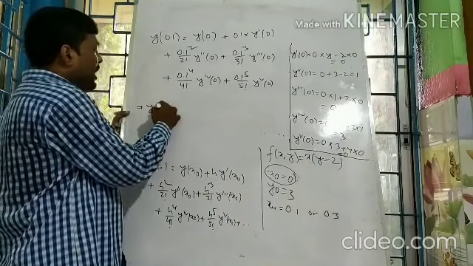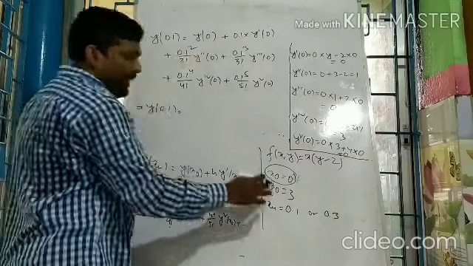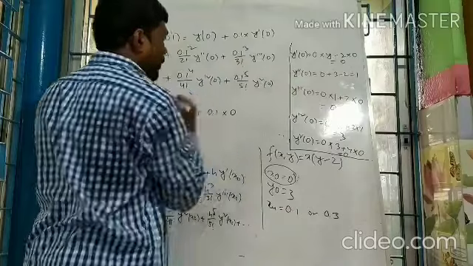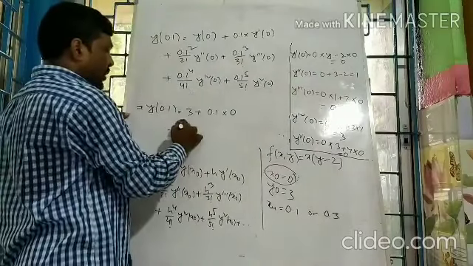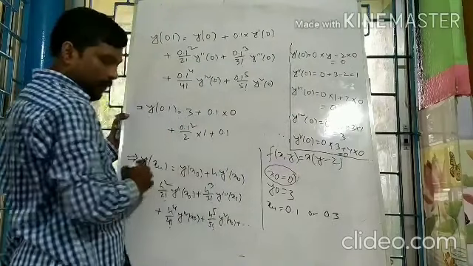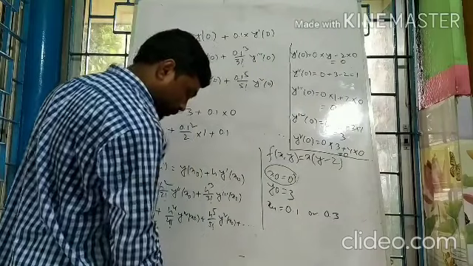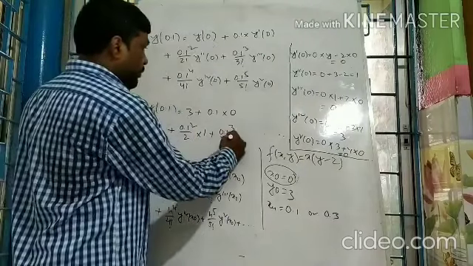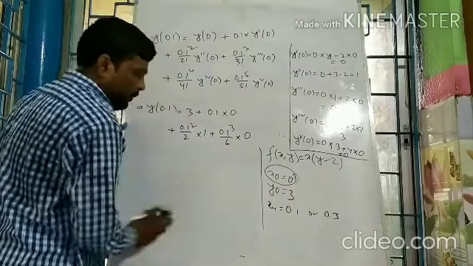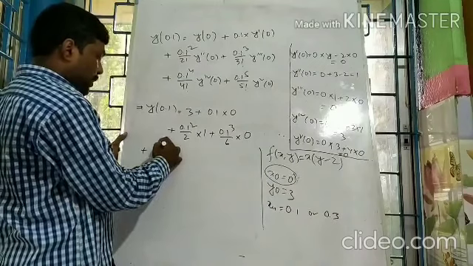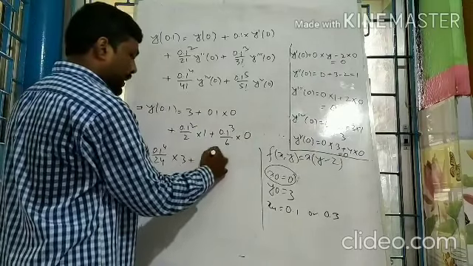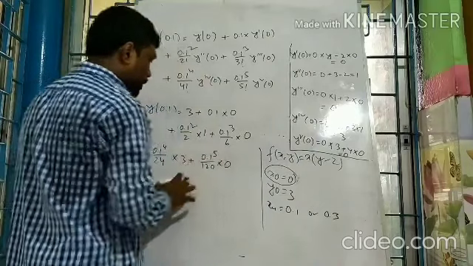So y(0.1) equals y at the point 0, which is 3, plus 0.1 into y'(0), which is 0, plus 0.1 square by 2 factorial, y''(0) is 1, plus 0.1 cube by 3 factorial, 3 factorial is 6, y'''(0) is 0, plus 0.1 to the power 4 by 4 factorial is 24 into y4(0), which is 3, plus 0.1 to the power 5 by 120 into y5(0), which is 0. Okay, just simplify.